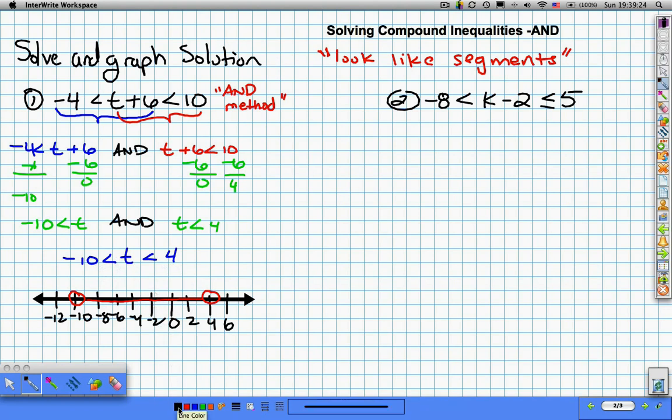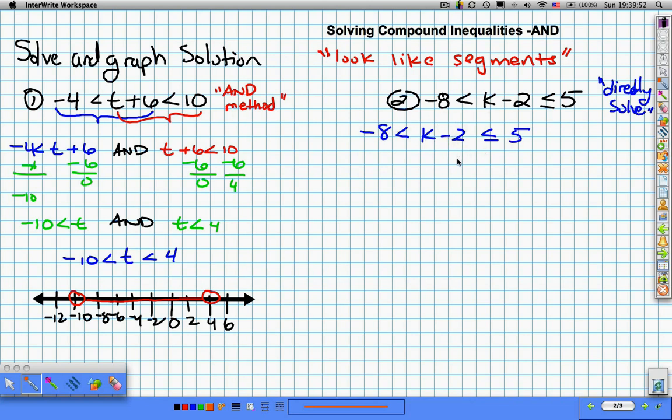So let's do this again over here, except this time, instead of using the AND method, I'm just going to directly solve it. Okay, so let me rewrite the problem here, because we will need a little bit of space. Now, when we directly solve a compound inequality, we have to think of it as an equation, but with two equal signs. So whatever I do, I'm going to start from the middle and work my way out.